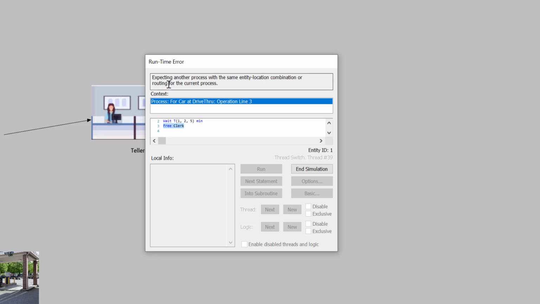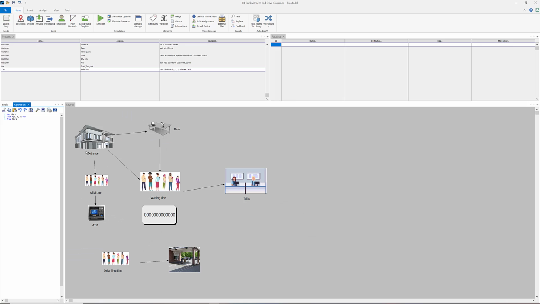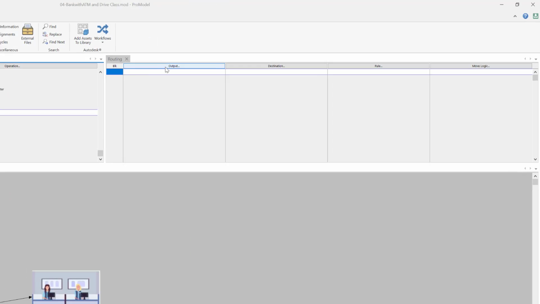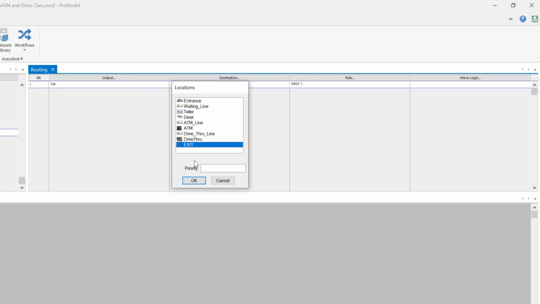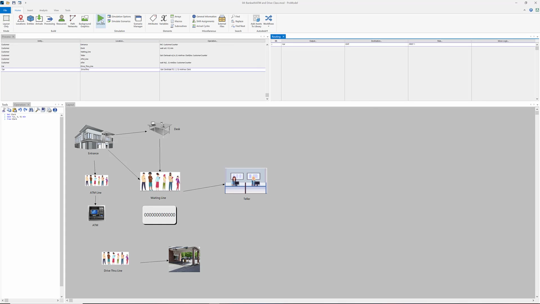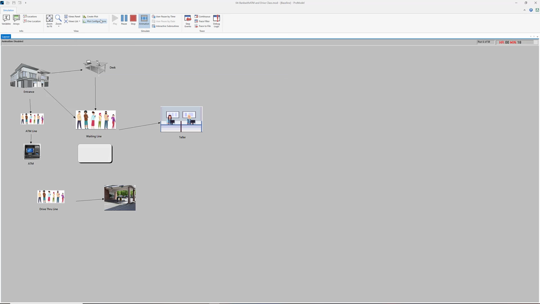Okay, so it's expecting another process with the same entity location combination. I've not exited the car. The car, after getting served, after the service is complete, after freeing the clerk, I have not provided the routing for the car to exit. That was the reason for the error. So car destination is exit. Okay, so now hopefully the simulation will run.